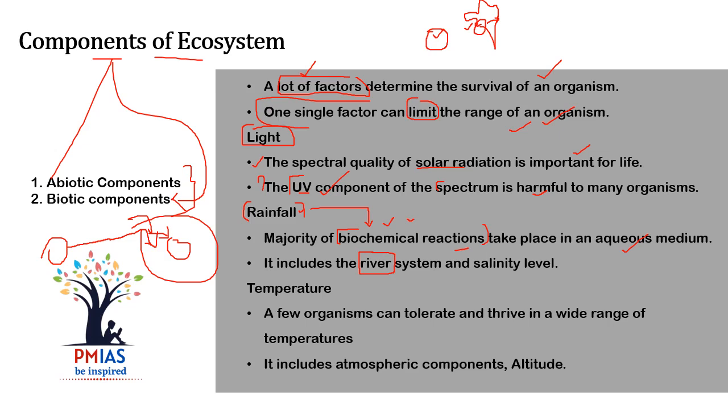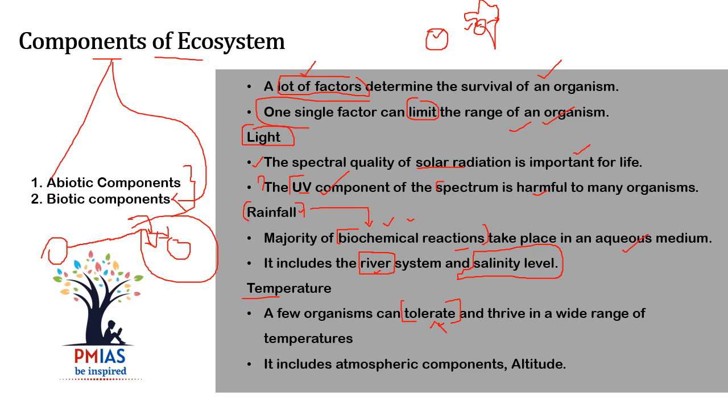So upper rivers, it includes rivers as well. The rivers help in maintaining the salinity level of the seas. Next factor is temperature. In temperature, the keyword we must definitely see is tolerate. So few organisms can tolerate a wide range of temperature and others cannot.